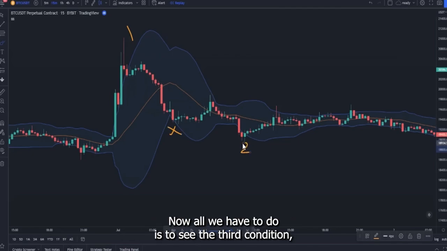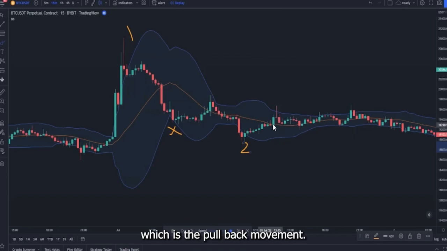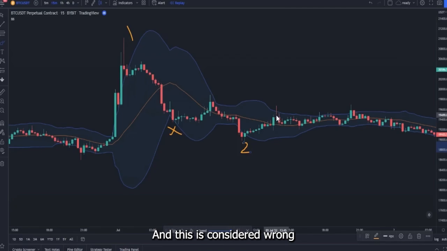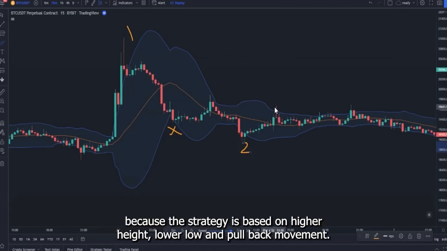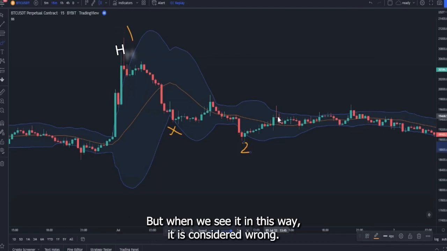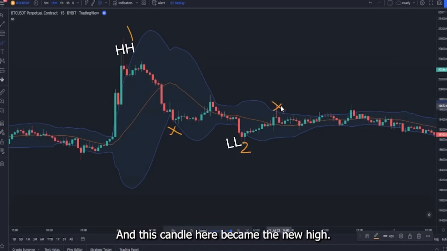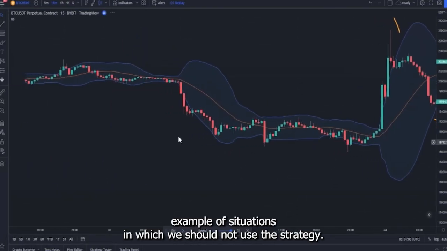Now all we have to do is to see the third condition, which is the pullback movement. But as you can see, there is a candle that has crossed the upper band, and this is considered wrong because the strategy is based on higher high, lower low, and pullback movement. But when we see it in this way, it is considered wrong, and it is not good to use it because the higher high has changed, and this candle here became the new high. Let's see another example of situations in which we should not use this strategy.